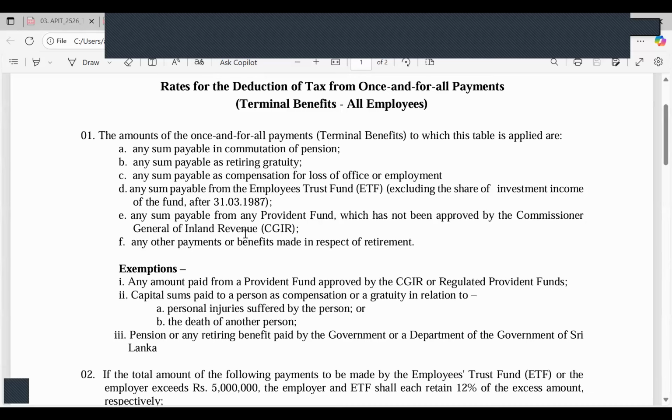Any sum payable from any provident fund which has not been approved by the Commissioner General. Why have we used this term? Which has not been approved. If it is approved, what is the treatment? If that income is from any provident fund approved by the Commissioner General, what is the tax treatment?